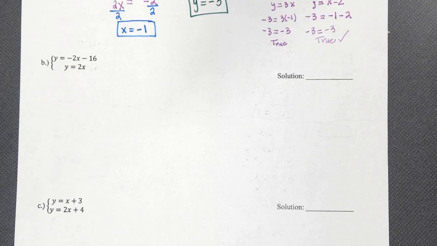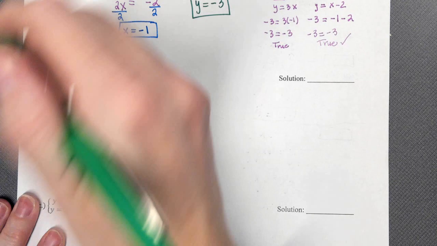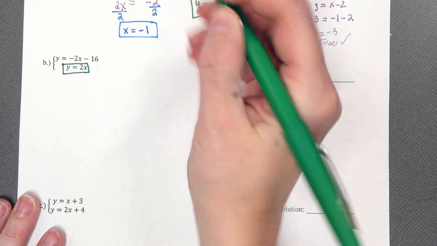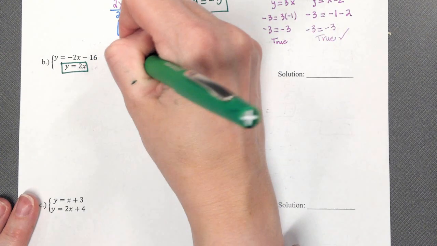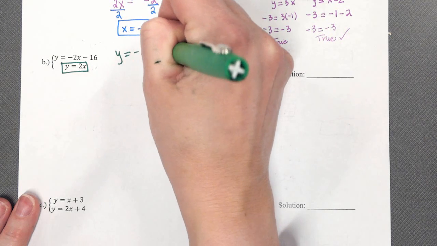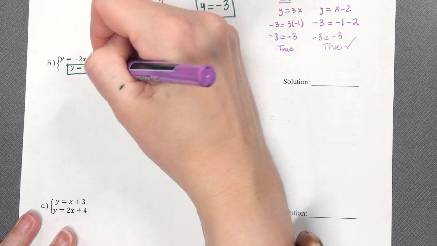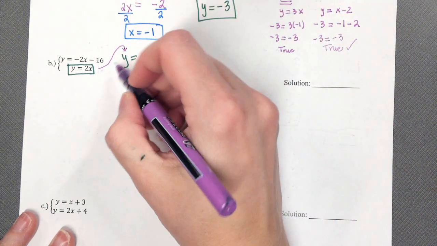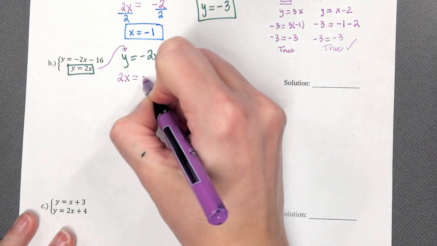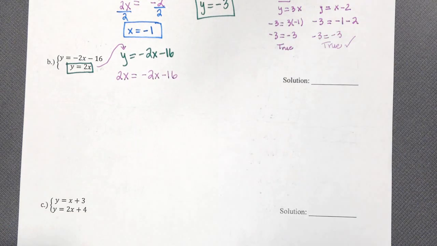Okay, so for part B, we're going to do the same thing. Now, this is the longer equation, this is the shorter one, so I like to start with the y equals negative 2x minus 16. And then you're going to plug the 2x in for y. Okay, so I want you to solve that for x, and then we're going to plug it in and solve for y.